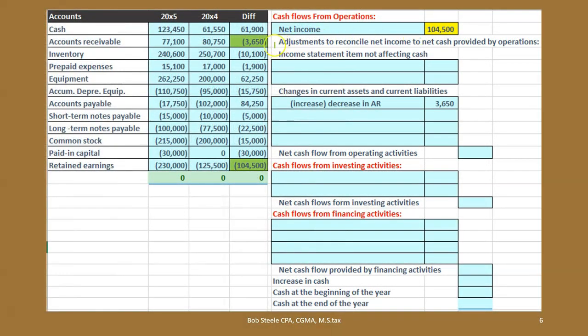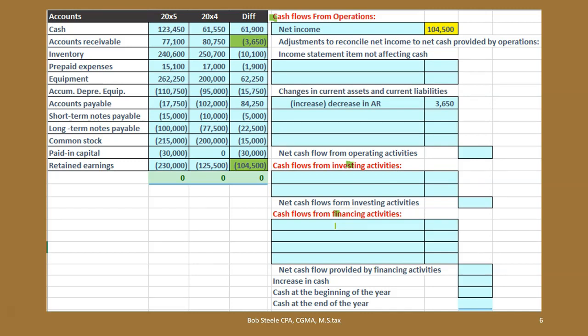So then we're just going to go down the list. We're going to skip cash because the ending thing is going to be cash. That's going to be down here. And we're going to go to accounts receivable. So accounts receivable went from a debit of 80,750 down to 77,100. So first question, is that going to be a cash flow from operating, investing, or financing? One way to think about it is, what's going to be the other side of a journal entry that basically increases accounts receivable?